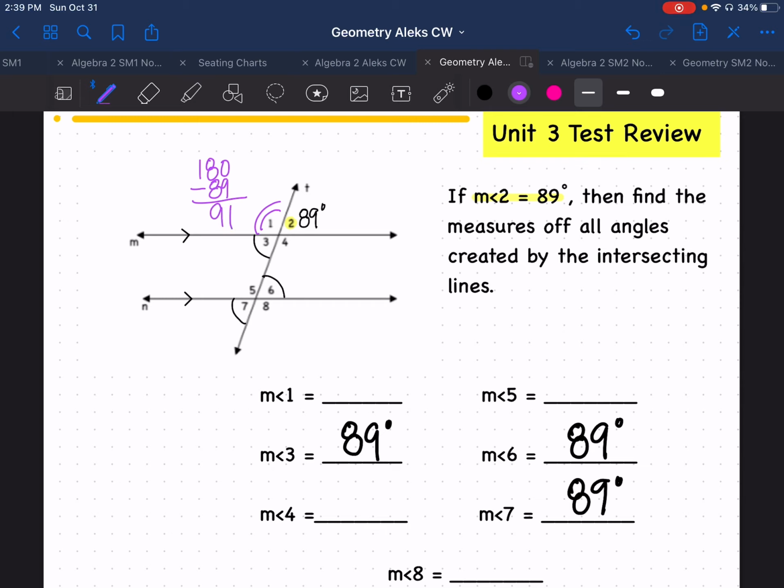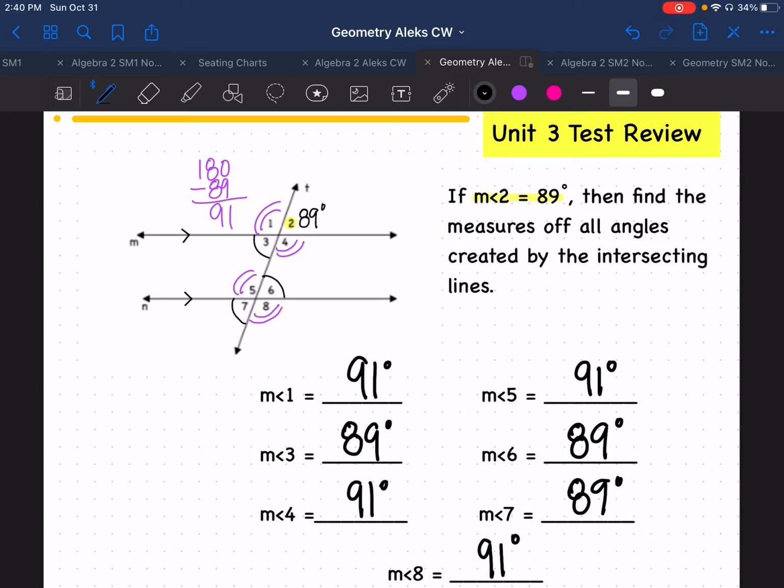So now I know that angle 1 is 91 degrees. But what I also know is that angle 4 is 89 degrees because it's vertical to angle 2. I know that angle 5 is 89 degrees because it's an alternate interior to angle 4. And I know that angle 8 is 91 degrees because it's vertical to 5 and an alternate exterior to angle 1. So everything else is going to be 91 degrees.